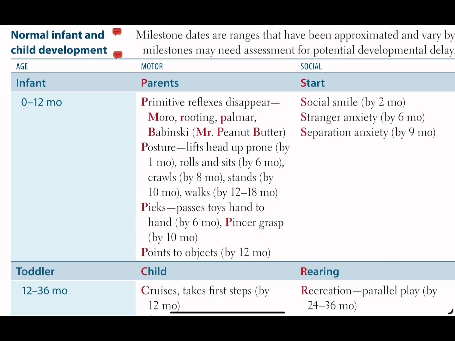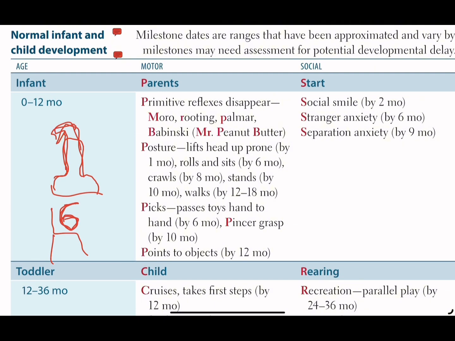Okay, so the head, this is the baby, and this is the head. So the head is the baby, like number one. Okay, posture, lifts head by 1 month, rolls and sits by 6. So this is a chair, and the baby sits on the chair by 6. So this is how he sits by 6.